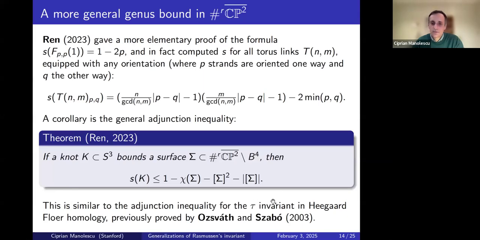It's similar to what was proved in Heegaard Floer homology for another invariant called the tau invariant. People thought that maybe you need something about gauge theory or functoriality in other four manifolds to prove such a thing, but somehow you can prove it for the ordinary S invariant using these kinds of tricks.